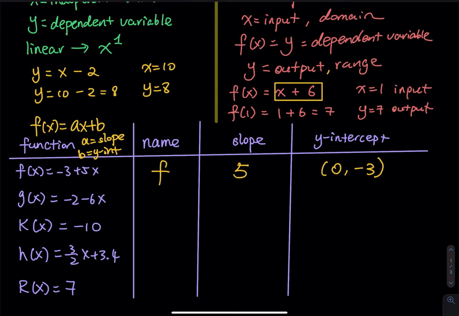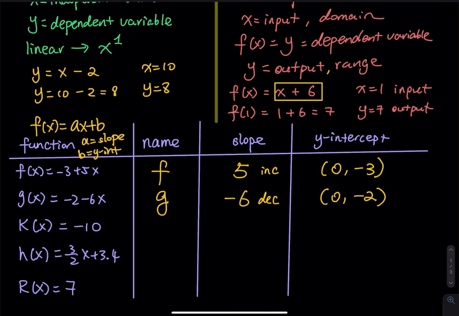The next one, g of x, g is the name of the function, and the number in front, right next to x, the negative 6, is the slope. So positive slope means the function is increasing, negative slope means the function is decreasing, and the y-intercept is when x is equal to 0, y is equal to negative 2.